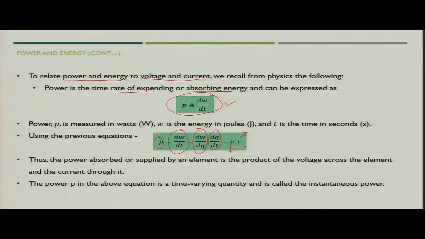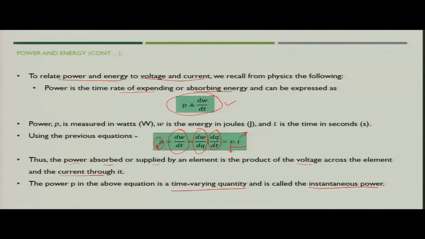So, by this you can find out how much power is being absorbed or supplied by an element, because it is a product of voltage across the element and current passing through that particular element. But you have to keep in mind that this power P is a time varying quantity and is called instantaneous power. When we discuss sinusoidal waveforms in detail, we will try to establish the difference between instantaneous power and average power, because that is also an important concept, which is more important for AC currents rather than DC currents.